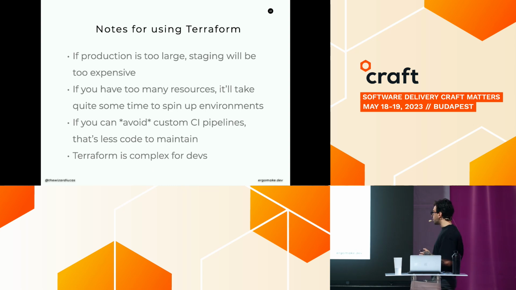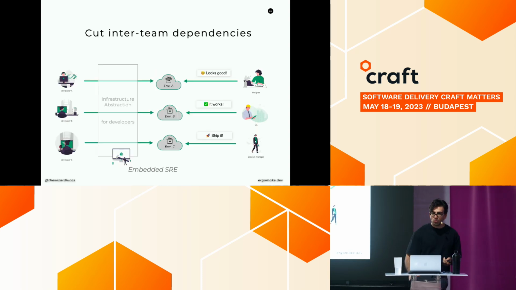And then if you can avoid custom CI pipelines, that's less code to maintain, especially because most CI these days is written in YAML. I hate YAML particularly, so whenever I can avoid YAML, I'll avoid YAML. And finally, Terraform is too complex for developers usually. Even though we talk about DevOps all the time, let's just admit it, it's too complex for developers to know whatever they need to know about application logic, business logic, their technologies, plus all the infrastructure. It's difficult, which is why it's important to have a platform, have good abstractions, as Manuel was saying the other day, compartmentalize those things, but still have teams own them.